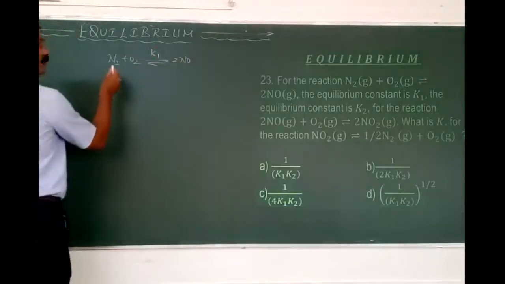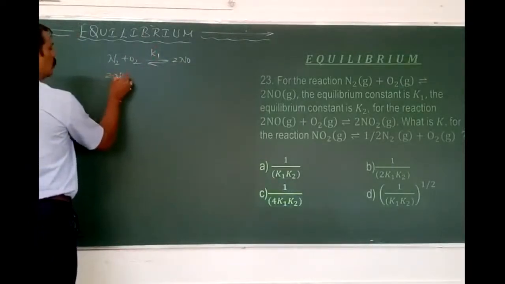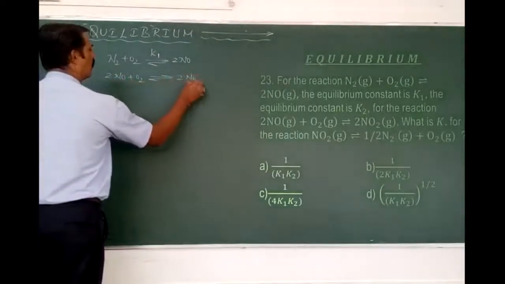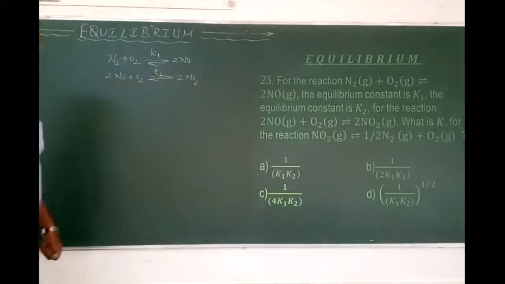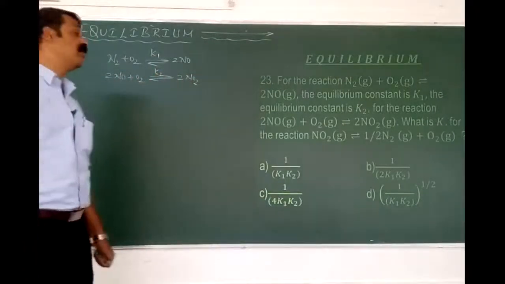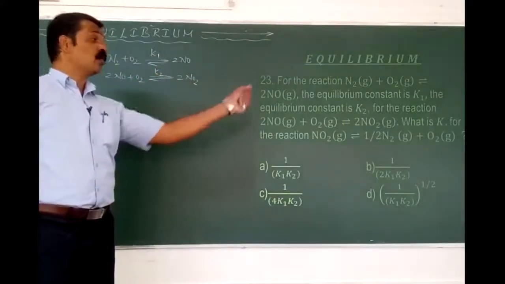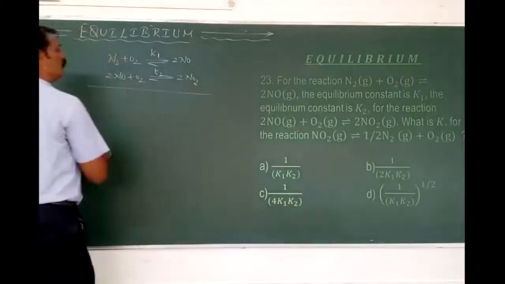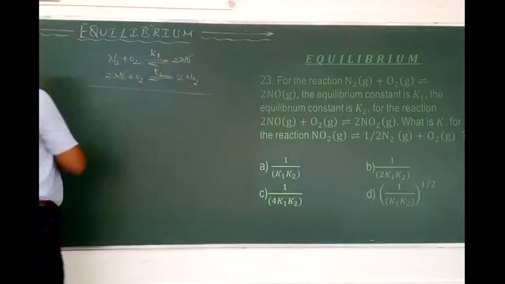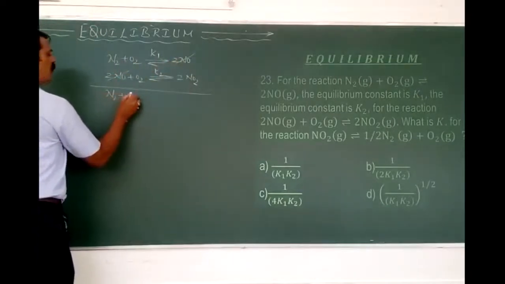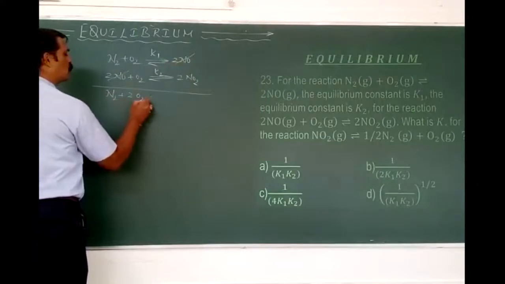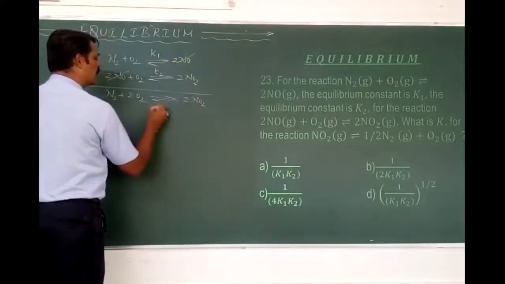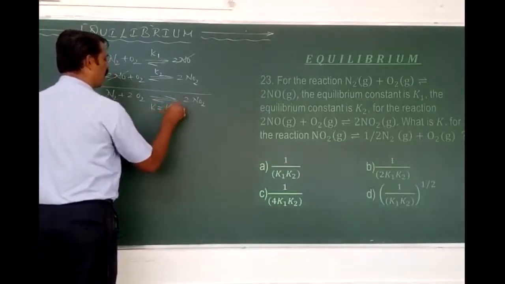Then the second one is 2NO plus O2 gives rise to 2NO2. Here the equilibrium constant is K2. But we have to find the equilibrium constant for the reaction NO2 gives rise to half N2 plus O2. First, when I add these two, can I cancel the 2NO here? Yes. Now I am left with N2 plus 2O2 gives rise to 2NO2. Here, this K is equal to K1 into K2.